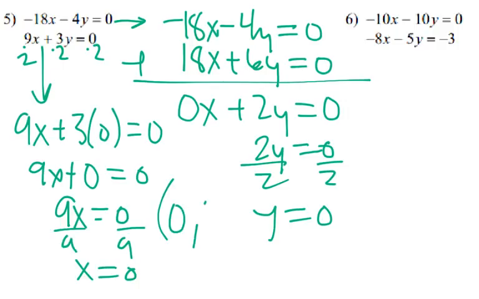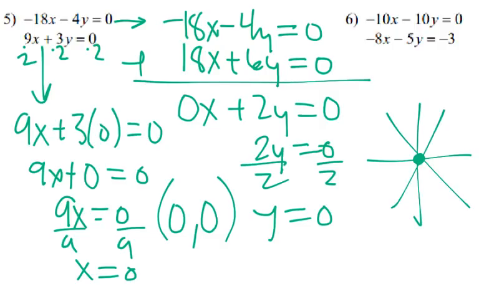So these intersect at the origin, 0, 0. And that's alright to have. Some of you might get confused and think that might be no solution or infinite solutions, but it's not. 0, 0 is a point. Okay, our lines intersect right there.